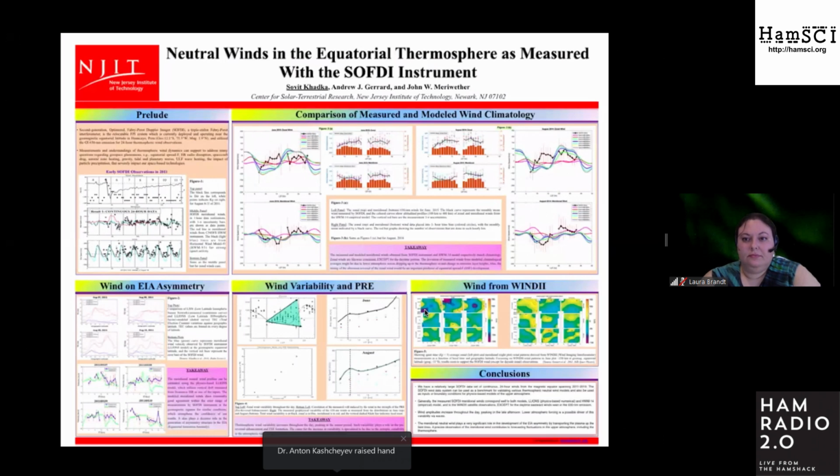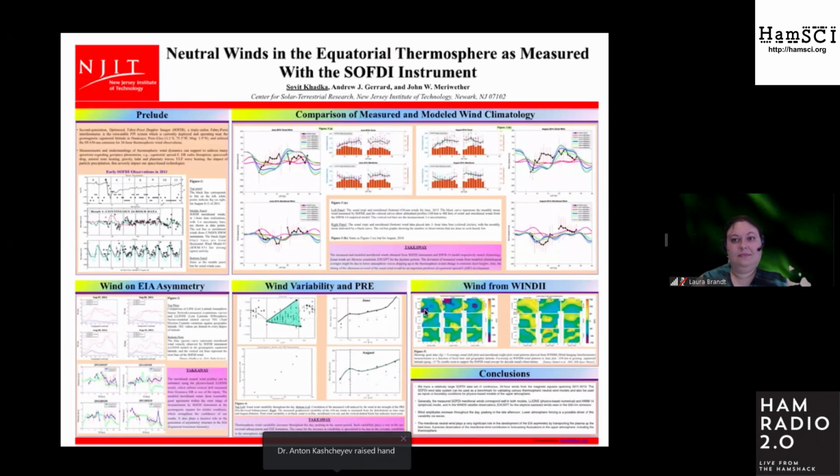While studying the asymmetric structure of EIA, that is the equatorial ionization anomaly, as shown in figure 2, by comparing measured GPS TEC and LLIONS model, that is the low latitude ionospheric sector model TEC, neutral winds are derived and compared with SOFDI wind in the lower panel of figure 2. The model meridional neutral winds show reasonably good agreement with measurement by the SOFDI instrument.